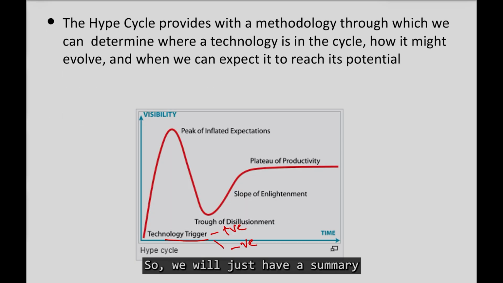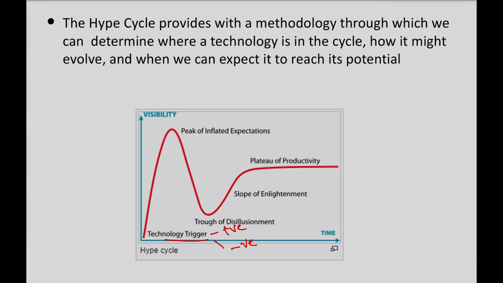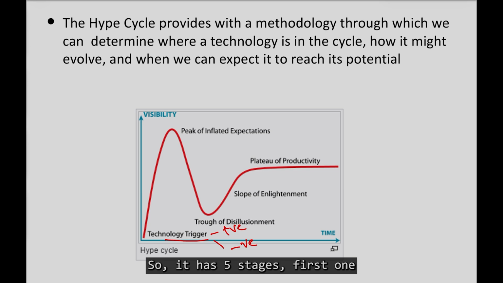So we'll just have a summary of what we have seen in this particular topic. So we have seen the hype cycle. It has 5 stages. First one is technology trigger. It can be a positive trigger or a negative trigger. This is where a new technology comes into the market. It has not been tested, but it is a new technology. They have found that there is a new technology.